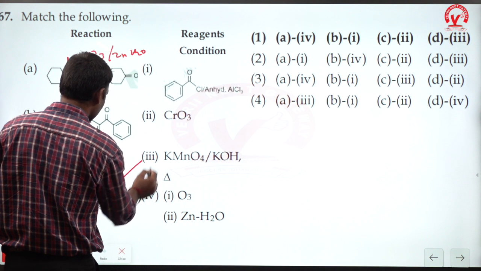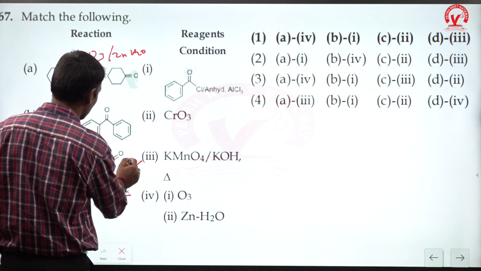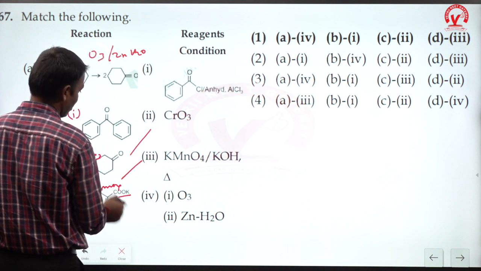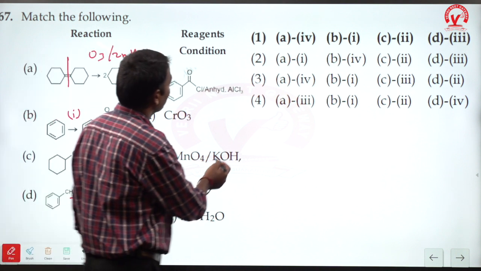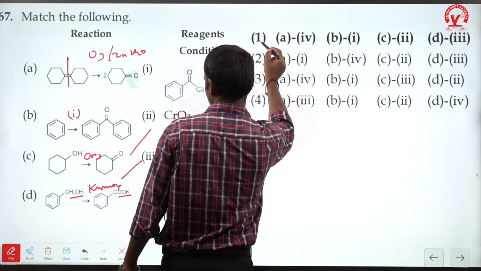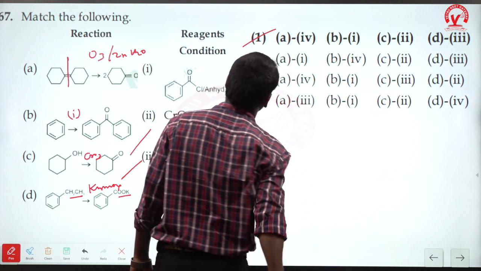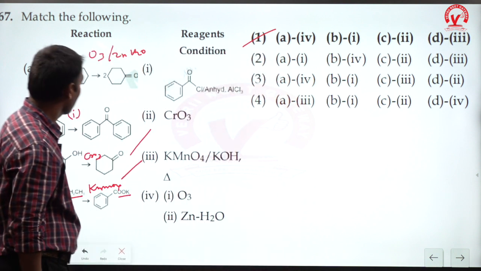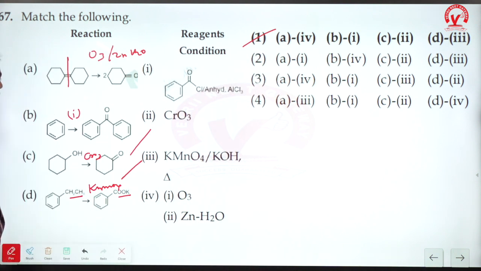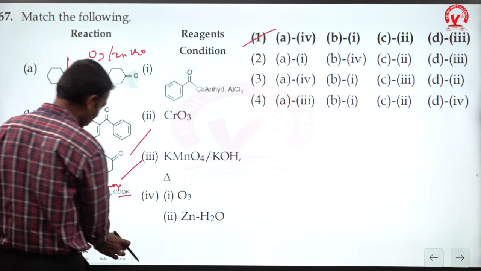So D is 3 and C is 2, right? Then we have to take A is 4, right? A is 4. Option 1 is the correct answer. This is the correct relation, right? That was question number 67. Then move on to the next question.